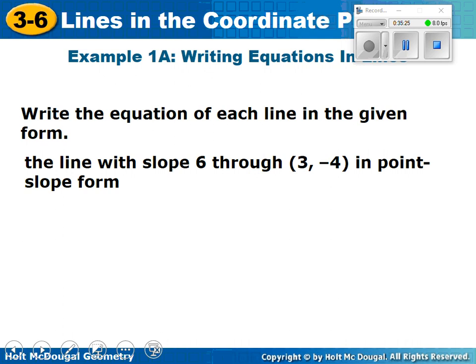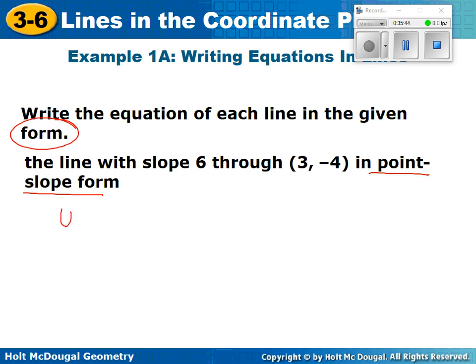All right, so let's write some equations. Biggest thing you want to be very careful about here is what form they tell you to write it in. If you write it in the wrong form, you won't get any credit because the form is what I'm checking to make sure you know the difference between. So what form is point slope form?